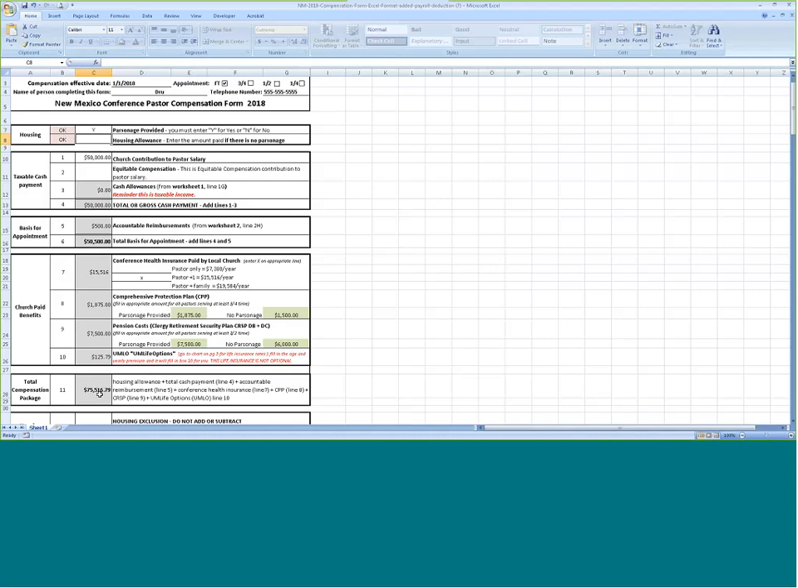And now it's 75. You can see there is a huge difference in how this is calculated, because these two things are calculated by taking the salary, which is line 4, plus the housing. The housing allowance was $8,000, and that's how this is calculated.